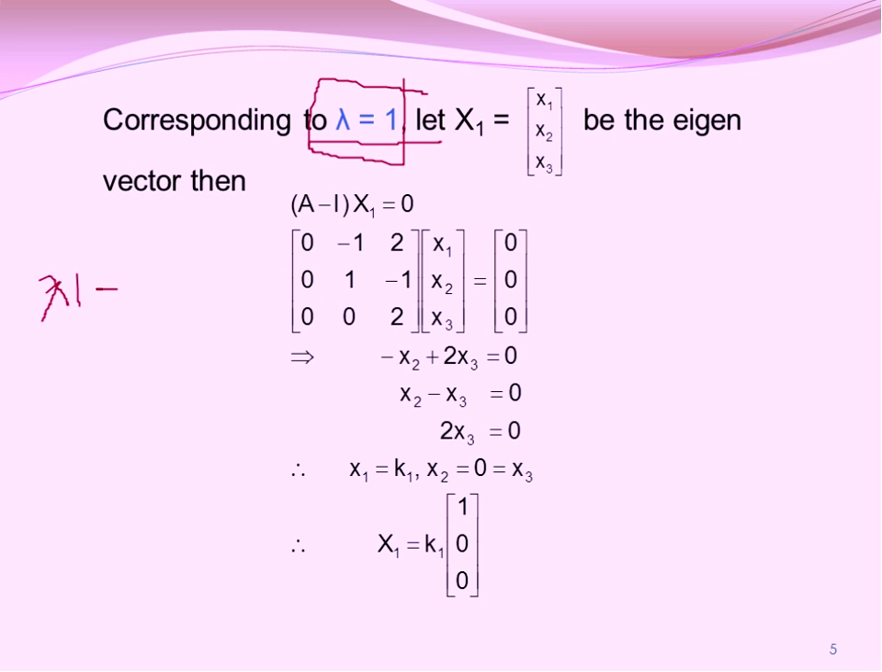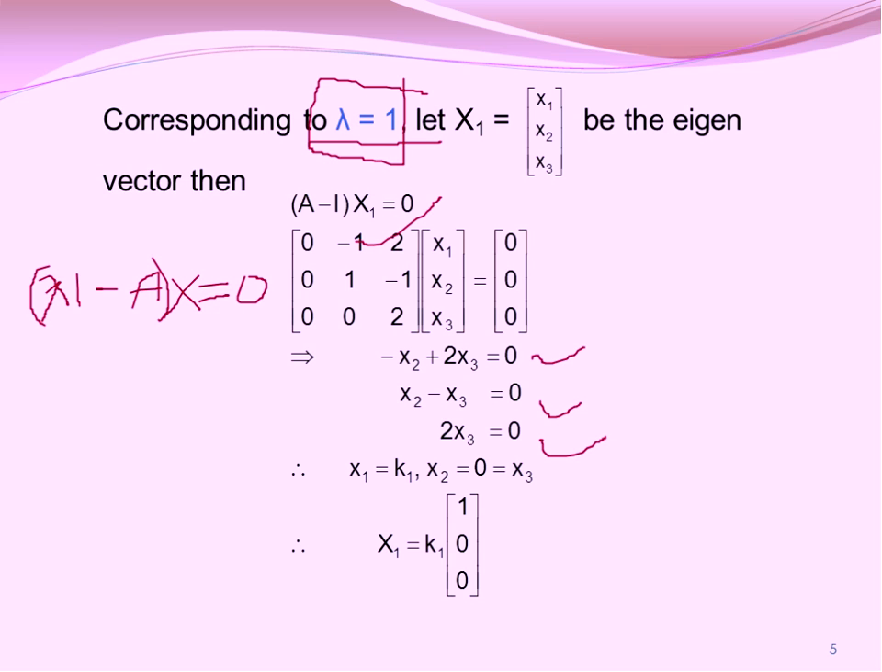There is a formula to find the eigenvector: (lambda I minus A) x is equal to 0. This is the formula to find the eigenvector. With this formula, we put the value of lambda equal to 1.